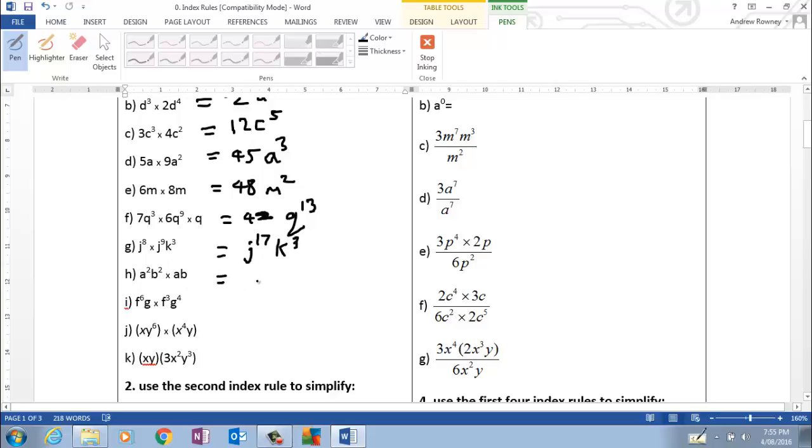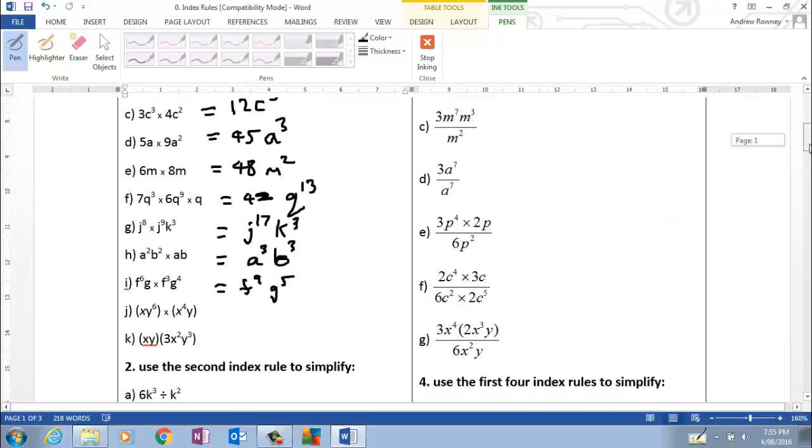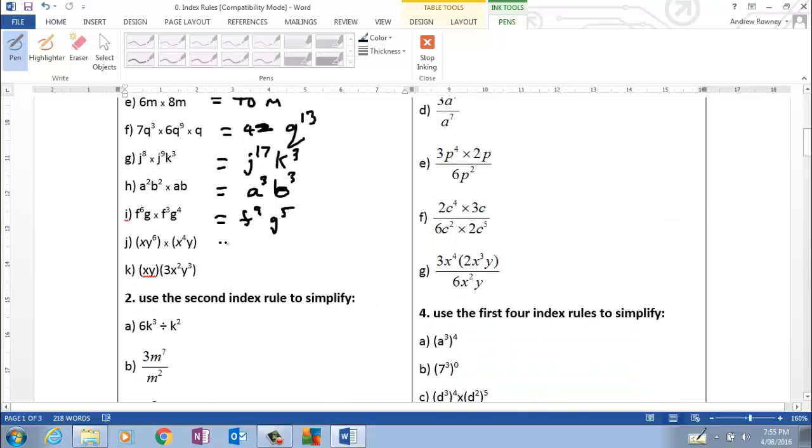This one here is a cubed, because you've got an a^2 and an a^1, and a b^2 and a b^1 is b cubed, or b to the power 3. This one here, you've got f to the 9, 6 and 3, and the g to the 5. And here we've got x^5, that's 4 and 1, and y^7, 6 and 1. This one here, we bring the 3 out the front, then do the x's, you got x cubed, and then you do the y's, you got y^4.